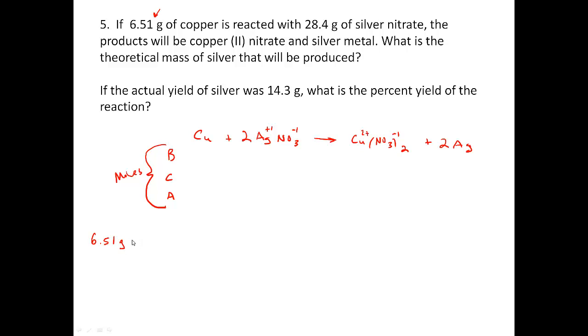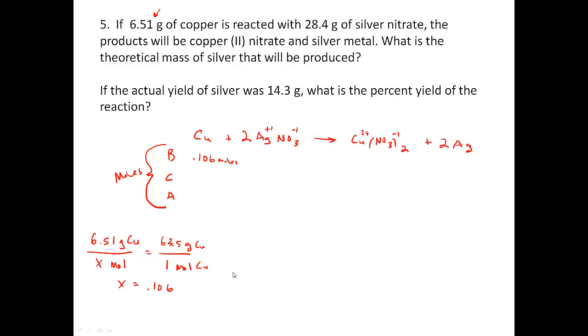0.651 grams of copper. We want to know how many moles that is. We can compare it to its molar mass, which is 63.5 grams per 1 mole. And then we can just solve for x. Okay, x is going to be equal to 0.106 moles.